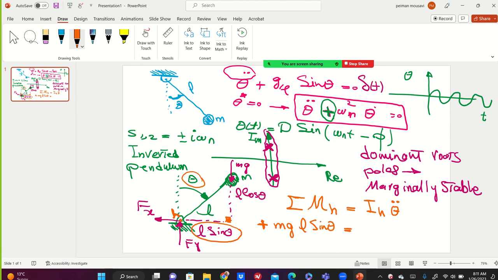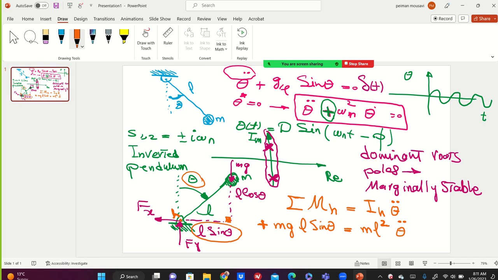And from the previous class, it is ml squared. I don't want to repeat myself because this is a particle; I did it in the parallel axis theorem. It is ml squared theta double dot. Okay, we got the differential equation. If you are done, I'm gonna move to the next page. Can I? Guys?